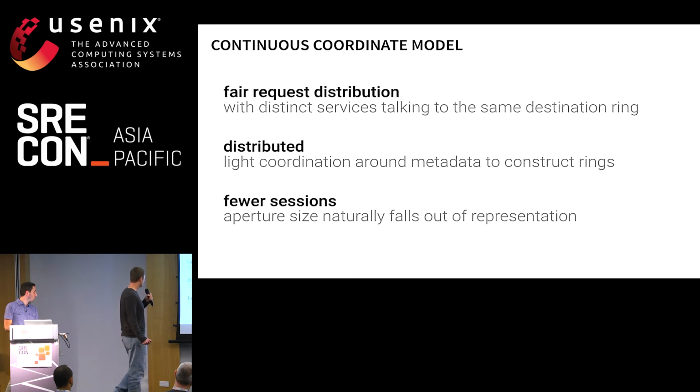Last and not least, we can have a lot fewer sessions than we can with P2C and even random aperture. Since we can deterministically partition our backends, we no longer have to play the statistical games that we did with random aperture. And it doesn't come with a trade-off of more sessions to get a more fair request distribution.